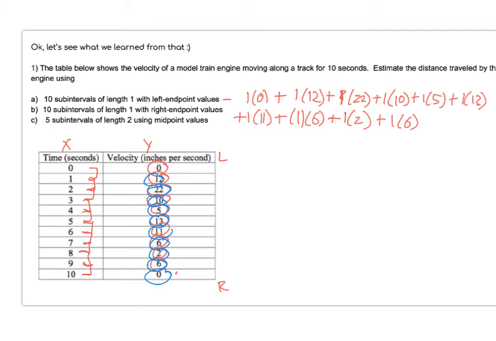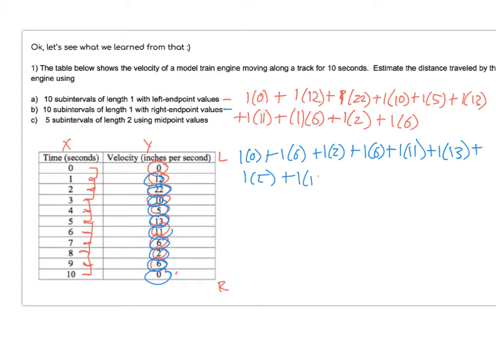we get to 12. So just to take a look at this, that's going to be 1 times 0 plus 1 times 6 plus 1 times 2 plus 1 times 6 plus 1 times 11 plus 1 times 13 plus 1 times 5 plus 1 times 10 plus 1 times 22 plus 1 times 12.